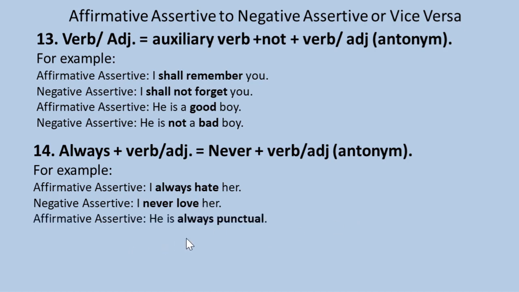Affirmative assertive, he is always punctual. Negative assertive, he is never late. So always is replaced with never, and punctual is replaced with late. It is the opposite of punctual, or the antonym of punctual.